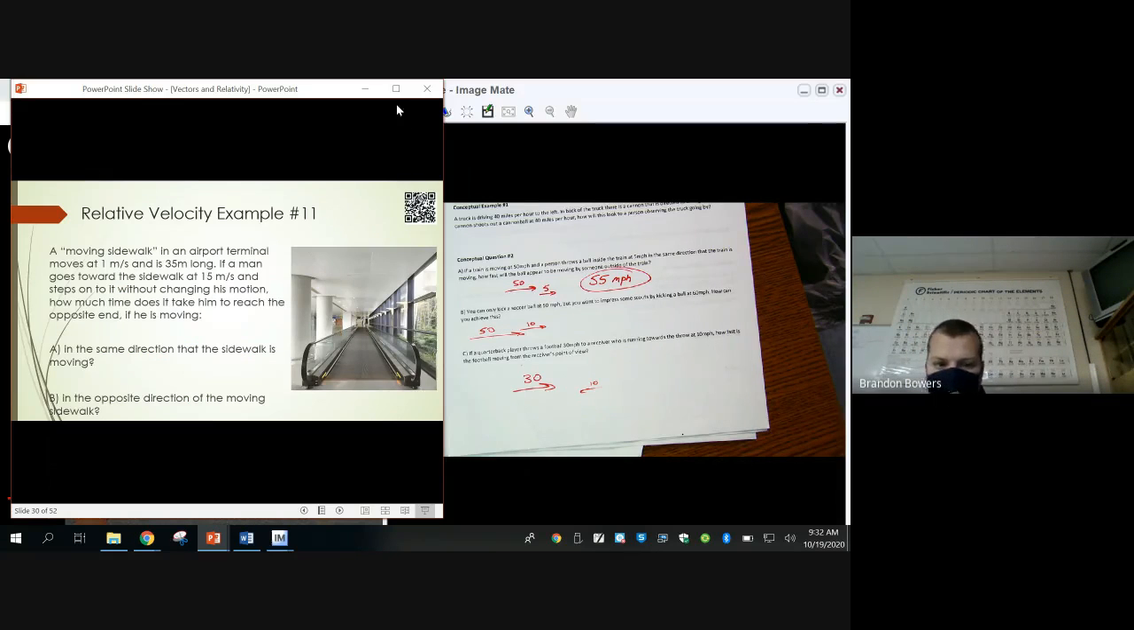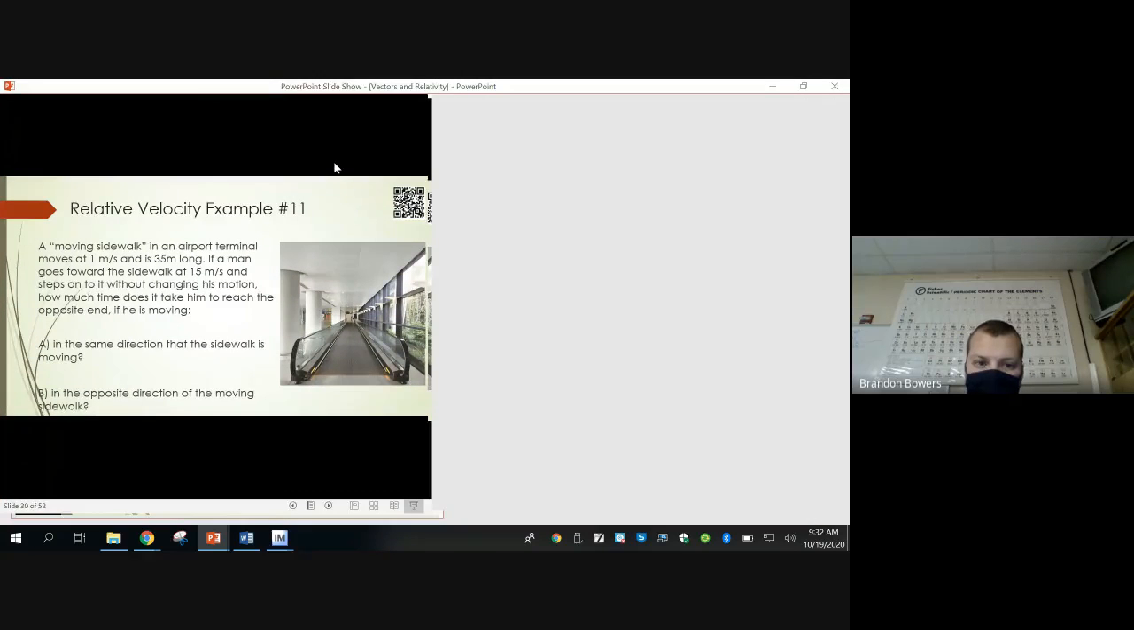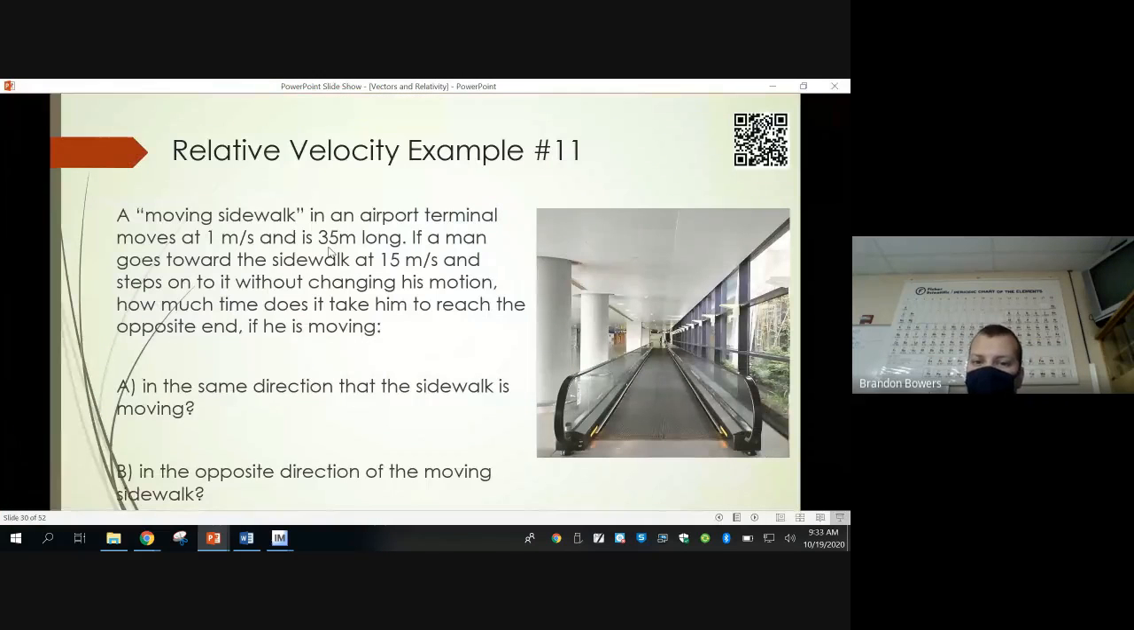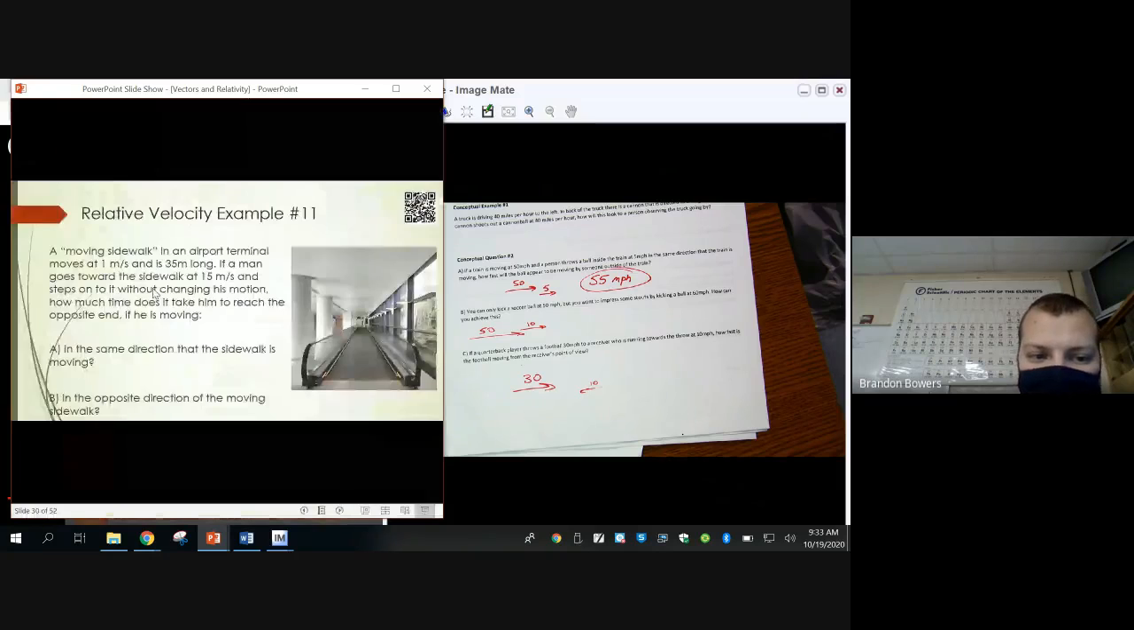All right. Some more examples here. A moving sidewalk in an airport. A moving sidewalk in an airport terminal moves at 1 meter per second, and it's 35 meters long. If a man goes toward the sidewalk at 15 miles per hour and steps onto it without changing his motion, how much time does it take him to reach the other end?